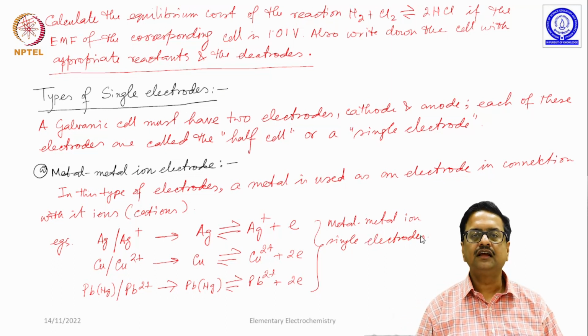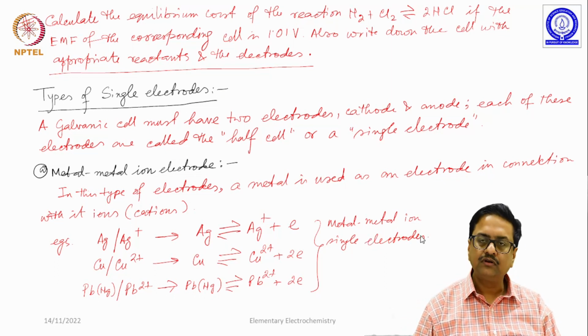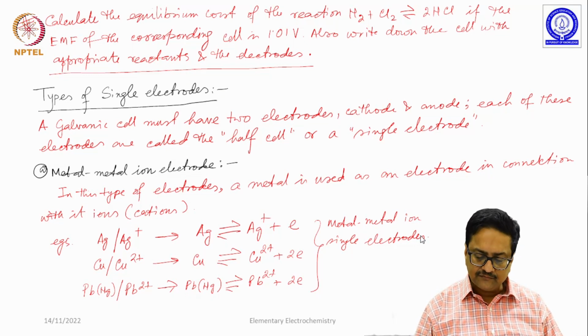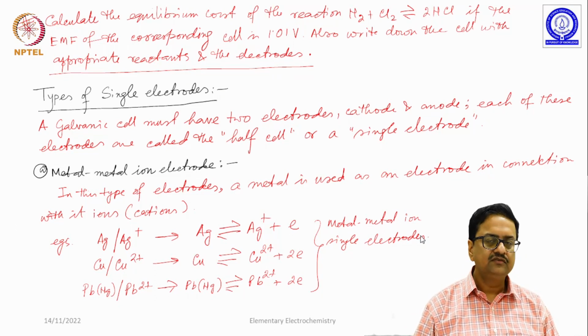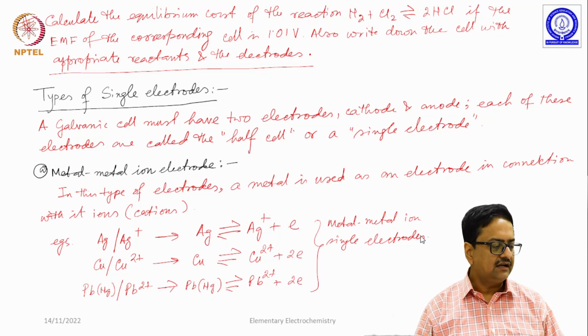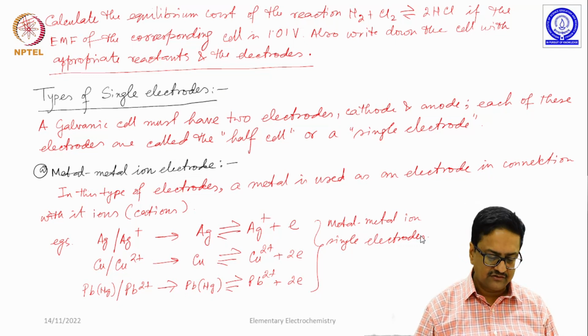Each of these single electrodes will have their own standard electrode potential, and that standard electrode potential can be easily determined from the measurement using a potentiometer, using standard hydrogen electrode or using standard calomel electrode.